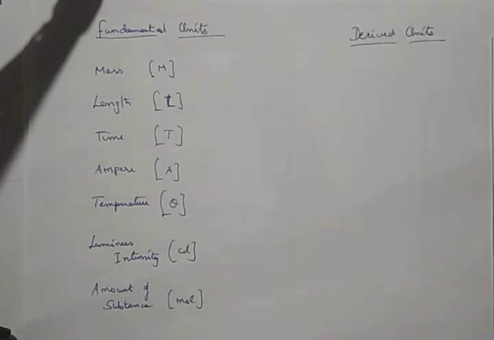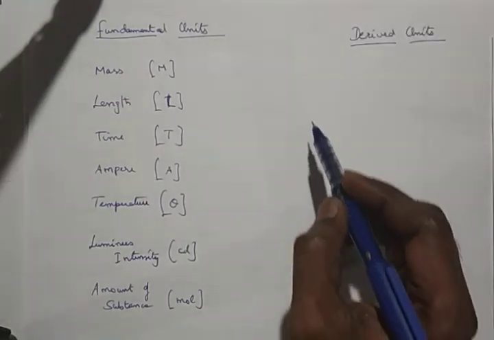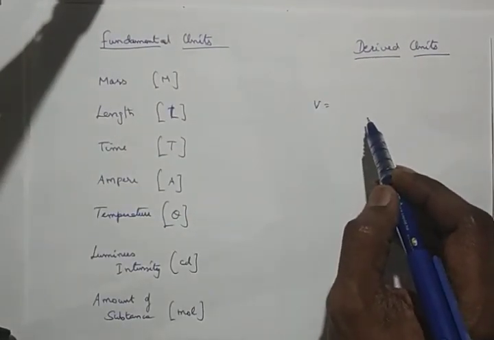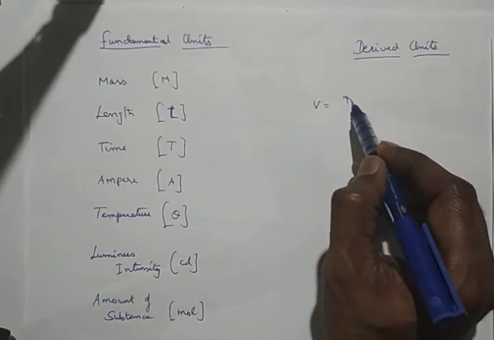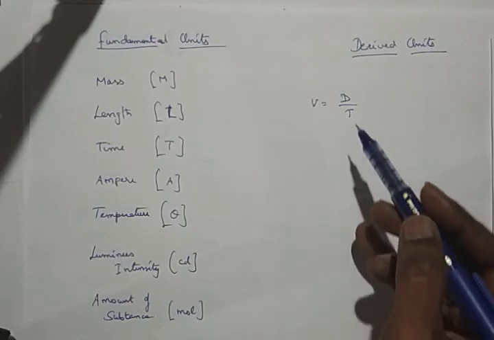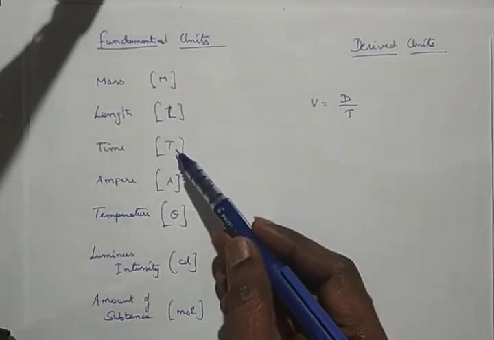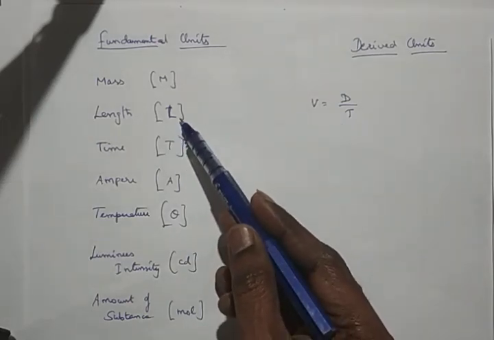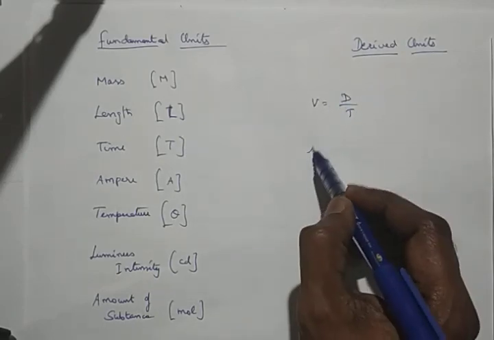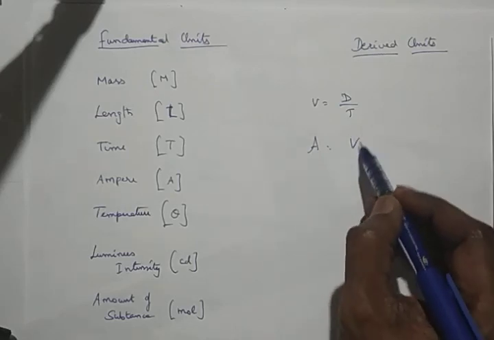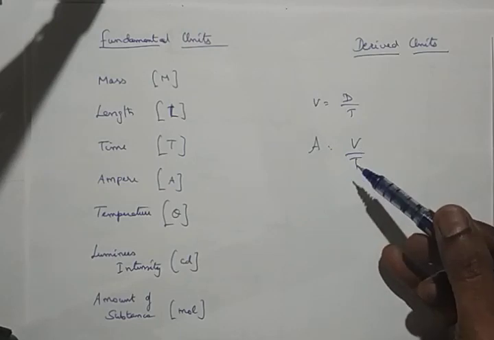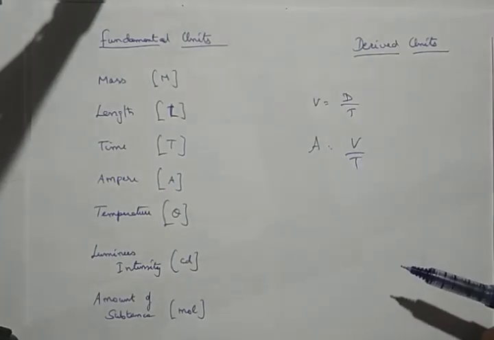So what is a derived unit? Suppose you say velocity. We know the formula is distance or displacement upon time. So we call it d upon t. This is a derived unit because you have time, which is a fundamental unit, and length, which is a fundamental unit. These two are in ratio, so you get velocity. We talk about acceleration. Acceleration is equal to velocity upon time. This is a derived unit. So these are all various derived units which we get.